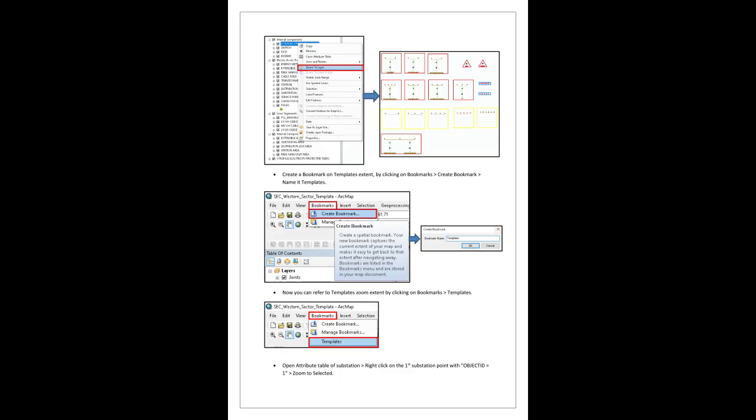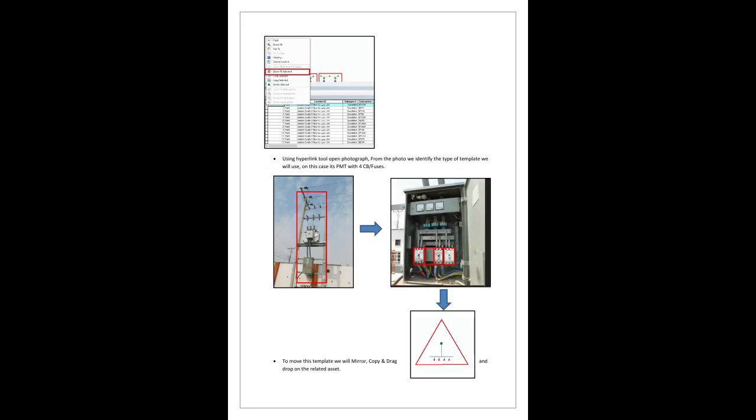Open the Attribute Table of Substation. Right-click on the first substation point with ObjectID equals 1 and choose Zoom to Selected. Using the Hyperlink tool, open the photograph. From the photo we identify the type of template we will use. In this case it's PMT with 4 CB/fuses.